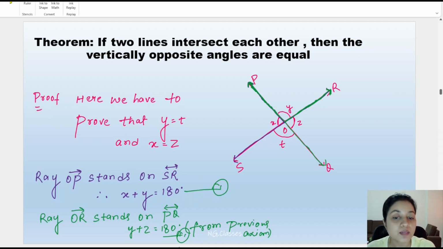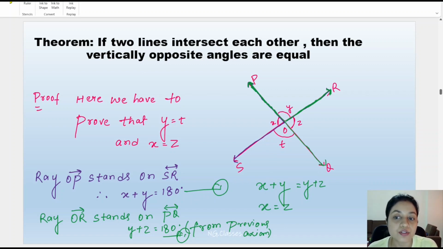Now as we can see, in both the equations the sum of the two angles is 180 degrees. So can we compare equation 1 and equation 2? Because we have 180 degrees in both the cases, right? So from 1 and 2 we can write X plus Y is equal to Y plus Z. And from here we can see Y and Y, when we keep them on one side, will cancel out each other and we will get X is equal to Z. That's what we wanted, right?